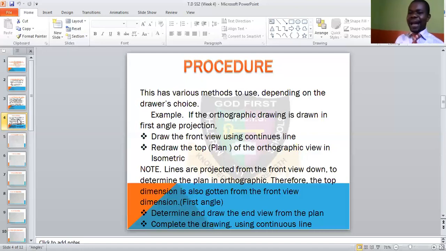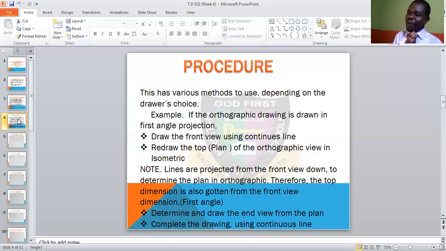Then you draw the plan of the orthographic view in isometric. That is, after producing the front elevation, you now know that there is a place the plan will stay. It could be steps, like some people call it a staircase. It could be in the form of the front elevation, a staircase after it is produced. You now know that the plan will be on the top. Then it is your own responsibility, using your knowledge, to know how you will fix the plan. Also remember, you can project hidden lines to produce the end elevation or end view before you put the plan, depending on the method you want to use.